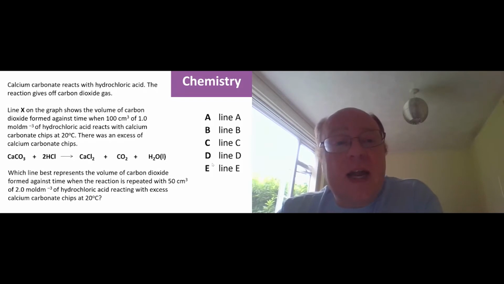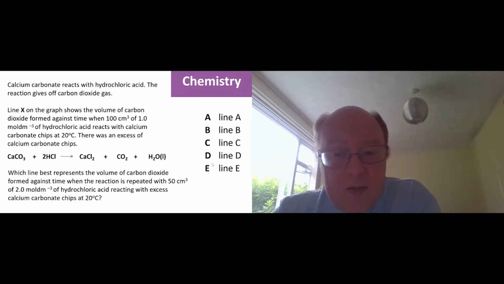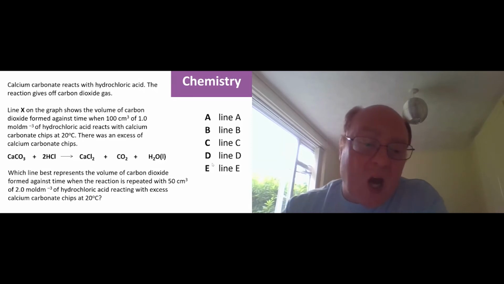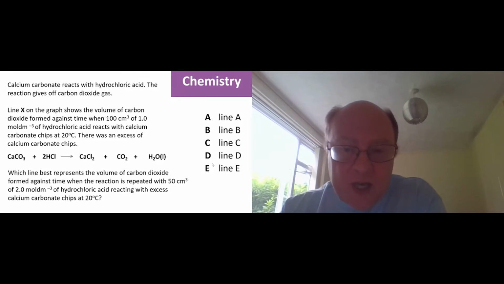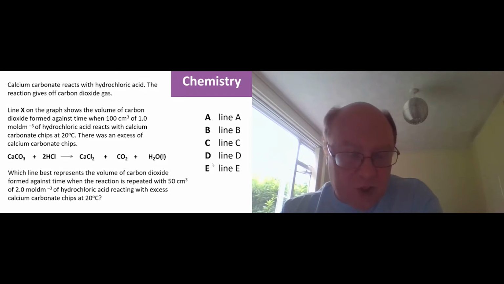And it tells you that line X shows the volume of carbon dioxide that was formed when hydrochloric acid was reacted with the calcium carbonate chips. You're then asked to identify the line that best represents the volume of carbon dioxide formed when the reaction is repeated, but this time with more concentrated hydrochloric acid. So hopefully you'll remember from your chemistry lessons that if you have a higher concentration of acid, it's going to speed up the reaction, but it won't actually produce more of the carbon dioxide. So what we're looking for is the line which shows a more rapid reaction, but then levels out to the same volume as was produced with the original experiment.